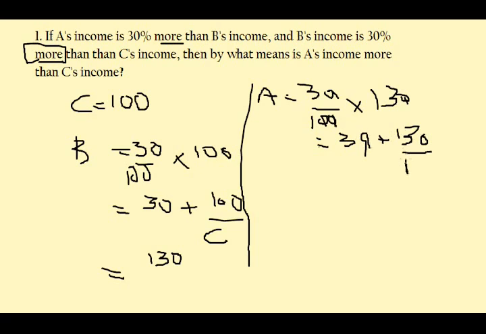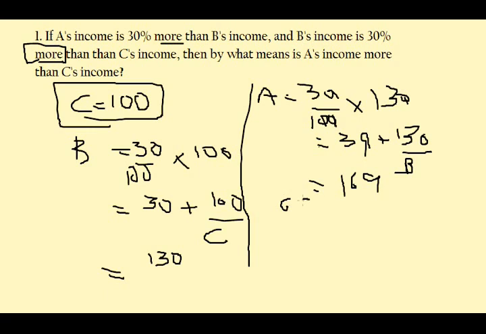This is B's income, as it is given in the question that A's income is 30% more than B's income. So the answer comes out to be 169, which is A's income, and we have assumed that C's income is 100. So the difference is 69. So 69 upon 100. We had learned this rule in the previous class: the change upon the original into 100. So our answer comes to be 69%.